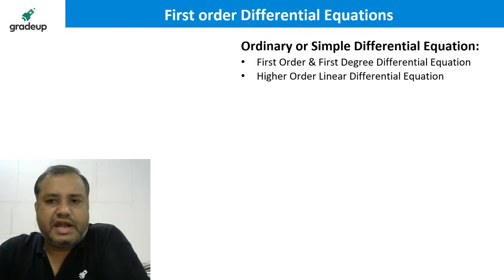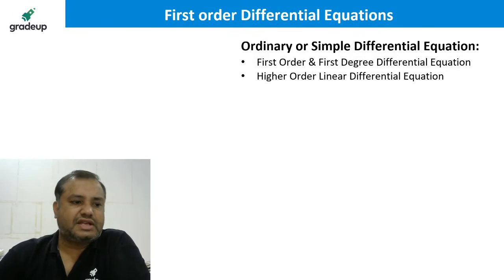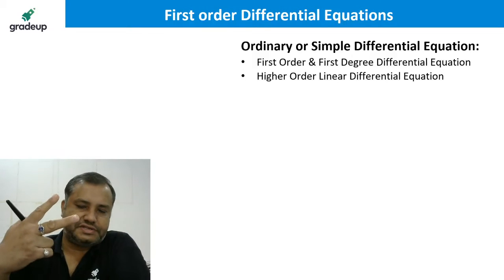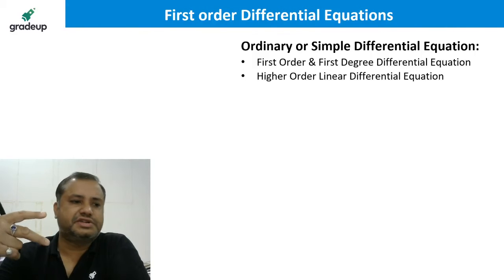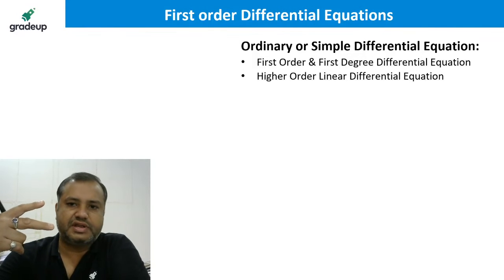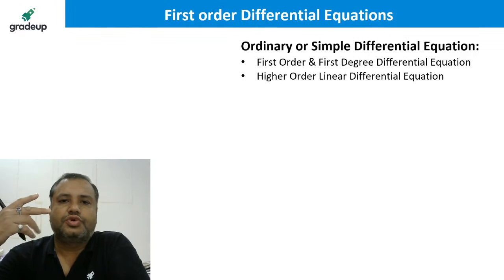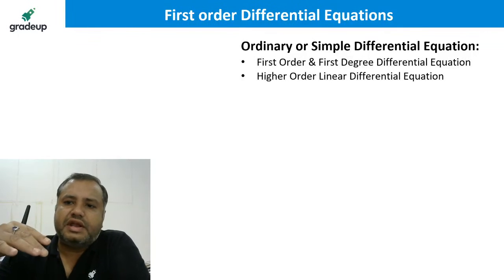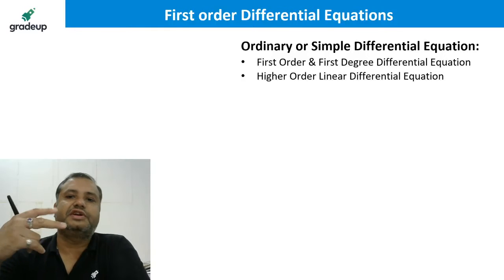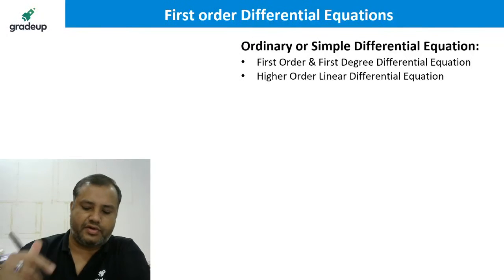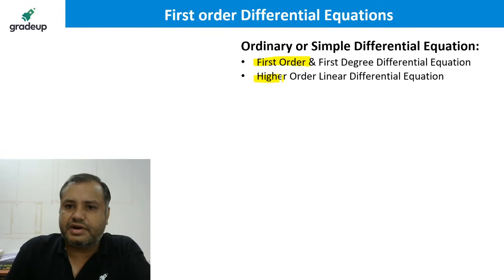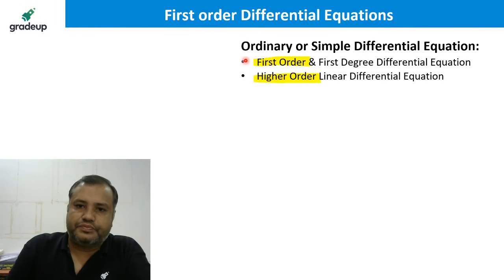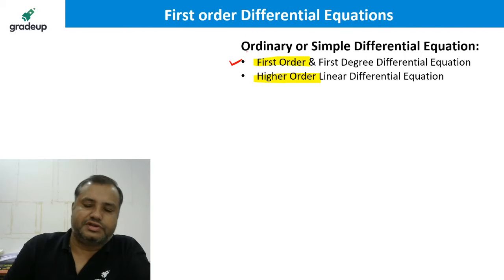Now, ordinary and simple differential equation. Already we classified differential equations into two categories: ordinary differential equation and partial differential equation. Now the ordinary differential equation is further classified into two categories: first order differential equation and higher order differential equations. So now the first order.